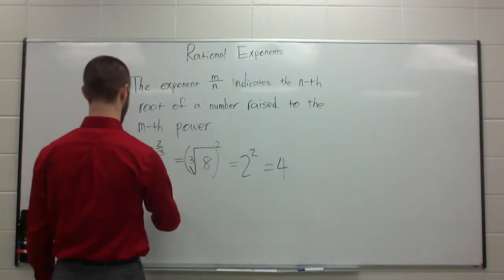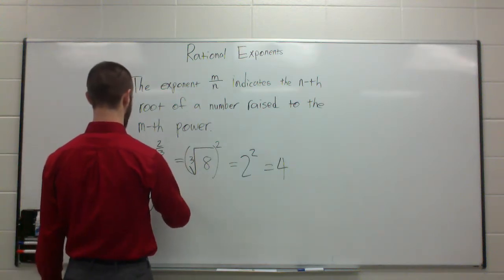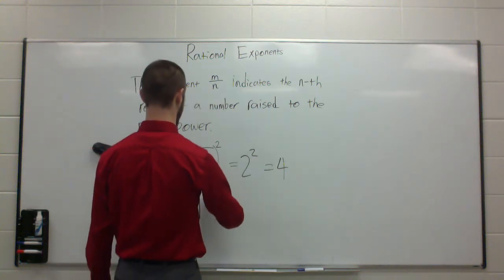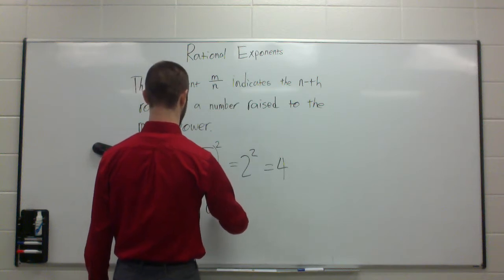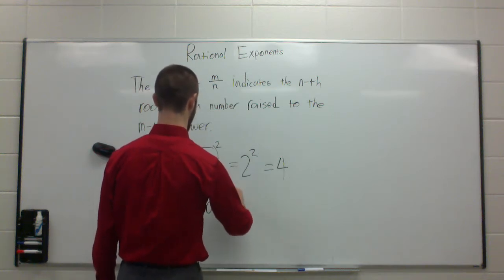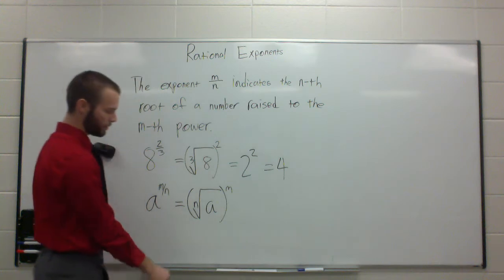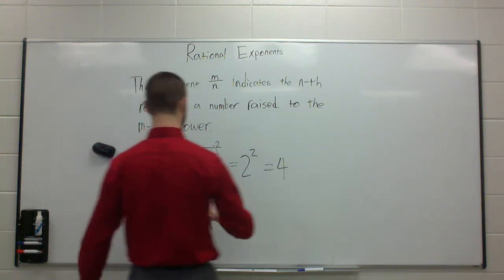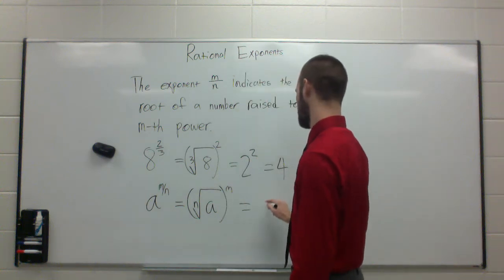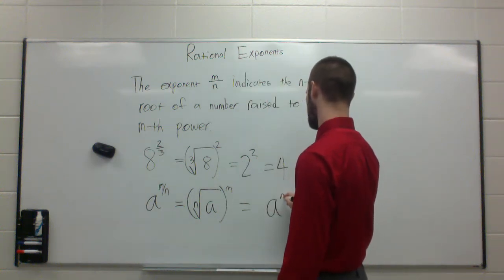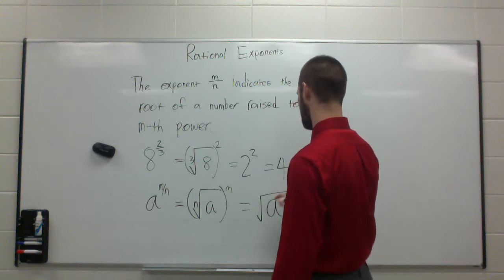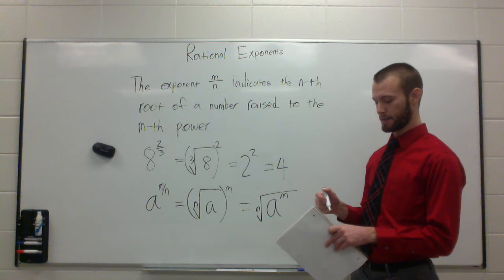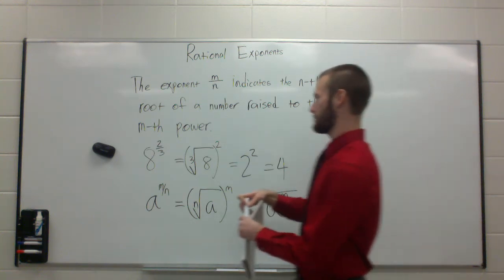More generally, some number a to the power of m over n is the nth root of a to the mth power. Now it's important to note that the order that these happen in does not matter. So we could also say this is the same as a raised to the mth power and the nth root of the whole thing. It's the same thing. You'll get the same answer. We'll do an example to demonstrate.